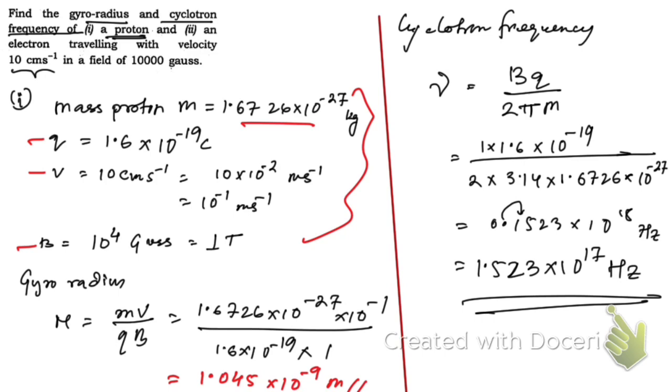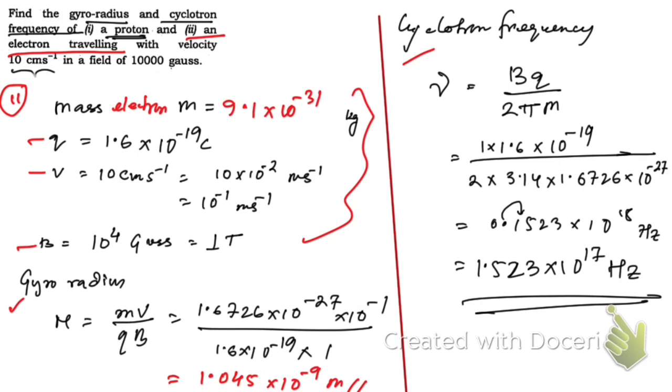So now we need to find the same thing, gyro radius and cyclotron frequency, for an electron. So take the screenshot and let me clean this. Here we need to change the mass to the mass of the electron instead of the proton. The mass of the electron is approximately 9.1 into 10 to the power minus 31 kg, and that is the only thing we need to change here.